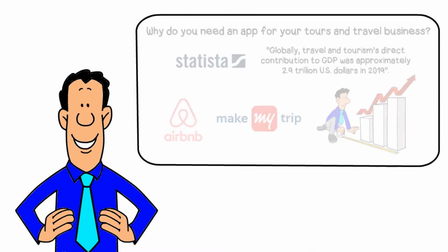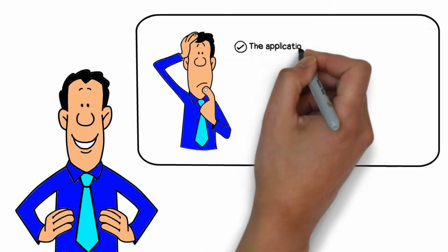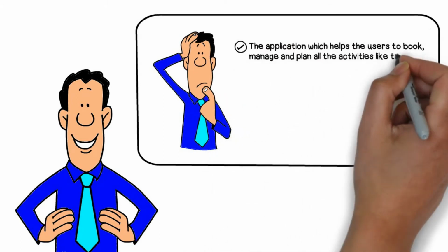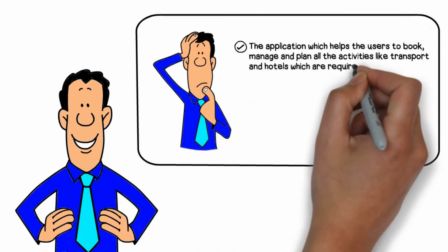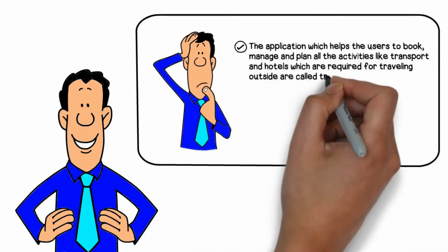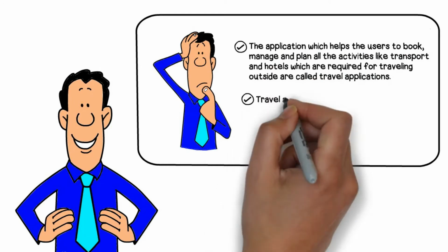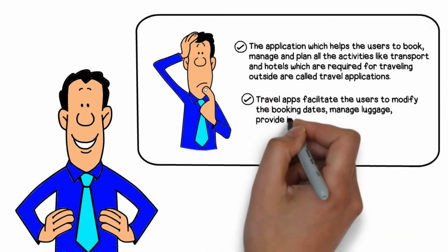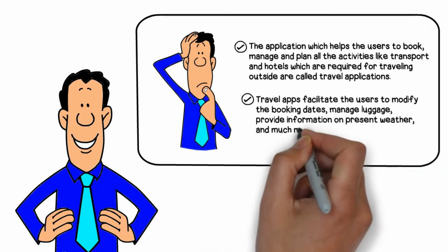What do you know about the travel app? The application which helps the users to book, manage and plan all the activities like transport and hotels which are required for traveling outside are called travel applications. Travel apps facilitate the users to modify the booking dates, manage luggage, provide information on present weather, and much more.